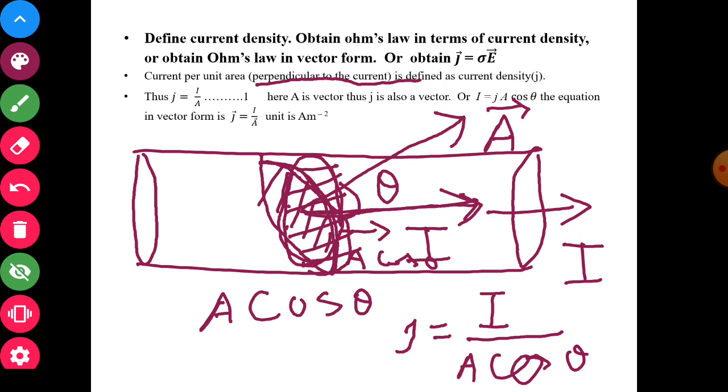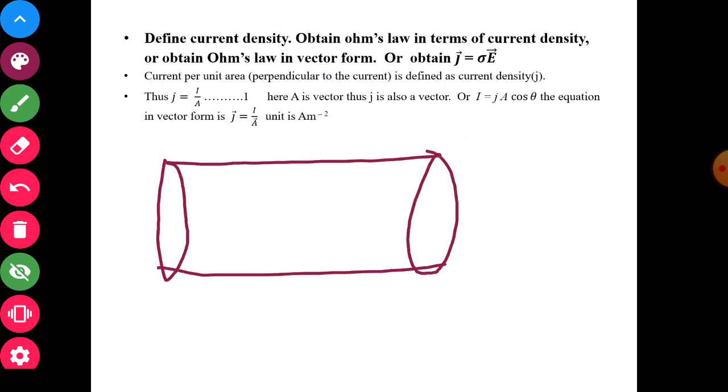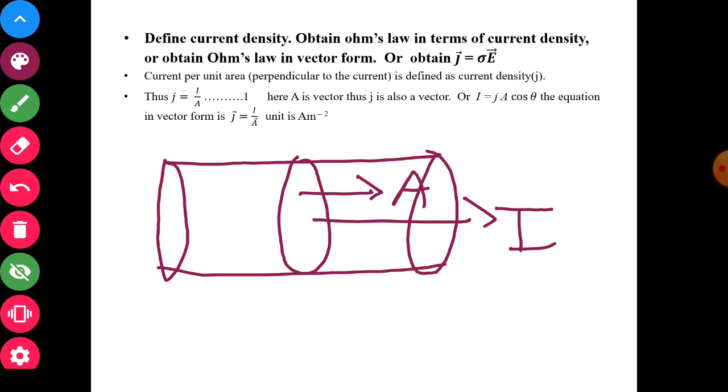So generally both the ways it can be understood, that you have to take the component of area vector in the direction of electric current. If that area vector, say for example, is taken in the direction of current, then area is in this direction, current is in this direction, then the component will be A cos 0. So it can be written directly as J is equal to I upon A cos 0. Cos 0 is 1, so J is equal to I upon A.